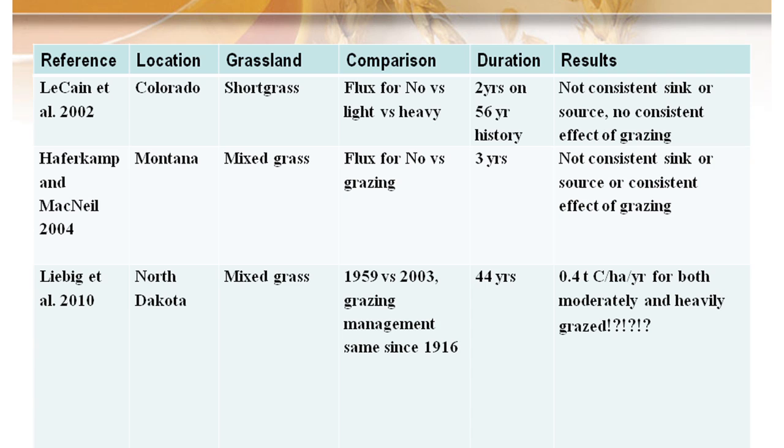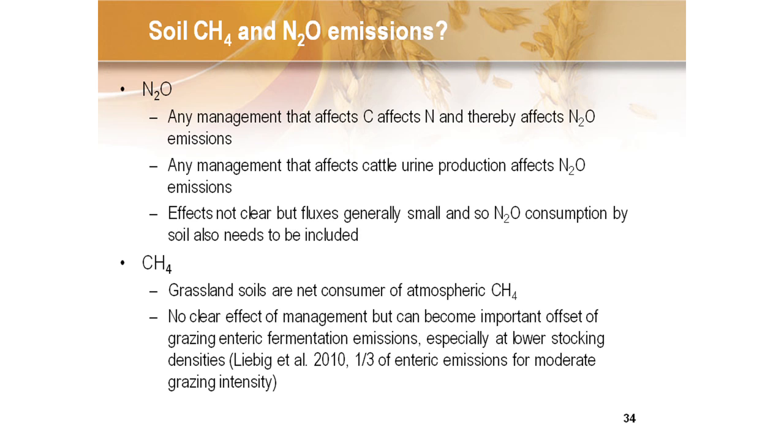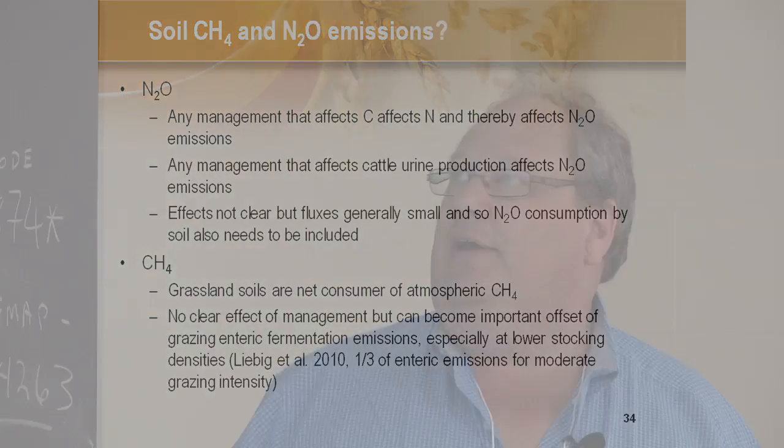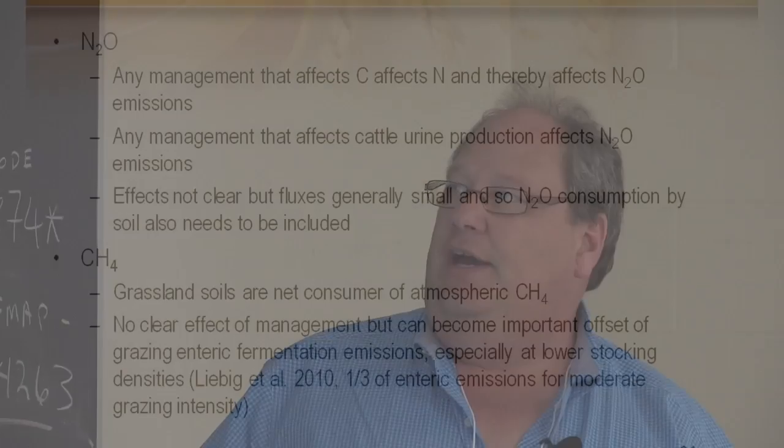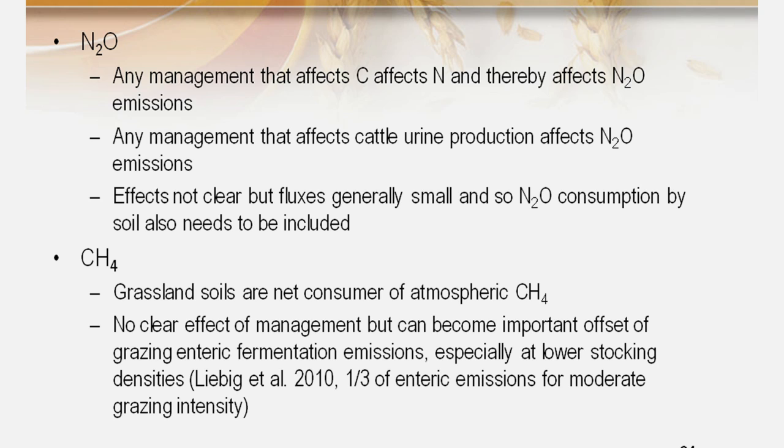Carbon sequestration rates on this native grass were almost half a ton of carbon per year, though again, a lot of it is related to species shift, particularly the blue grama. So about N2O: anything we do to affect carbon is going to affect nitrogen, and that's going to affect N2O. The cattle, of course, their urine patches are an important source, so anything we do that affects the number of cattle or what they're excreting is going to have an impact, but there doesn't seem to be a lot of clear information on this. And also N2O consumption needs to be included.